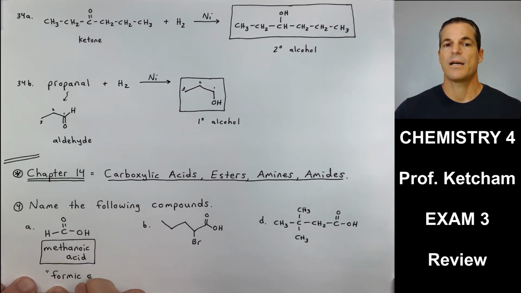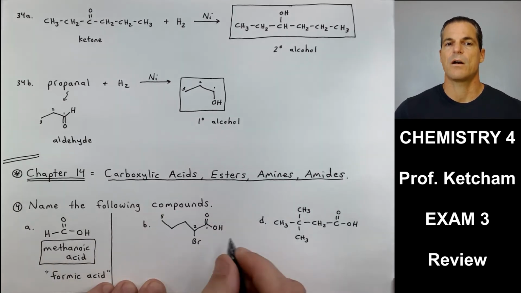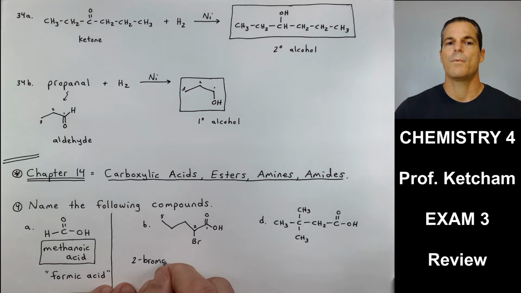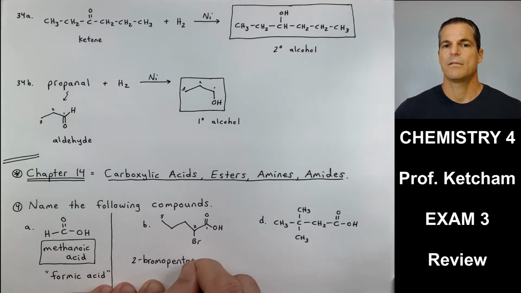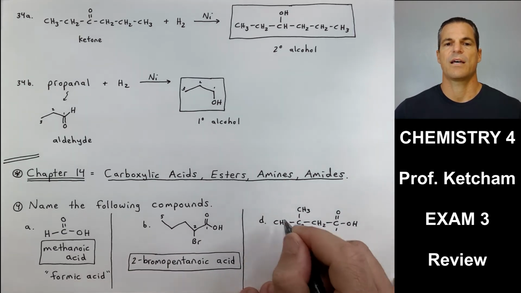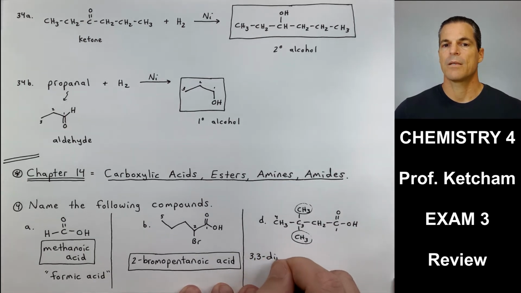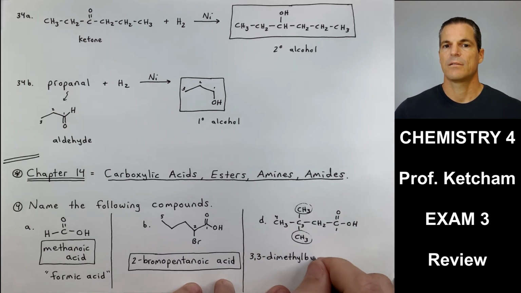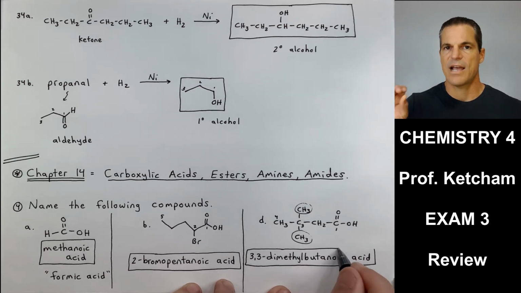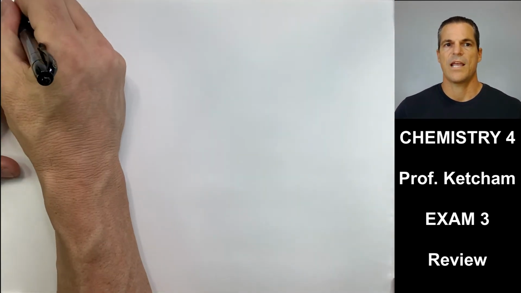In B, I do see the C double bond O OH. That's a carboxylic acid, 5 carbons long. This is 2-bromo-pentanoic acid. In D, I see the carboxylic acid. Carboxylic acids are always on the end as well, just like aldehydes. This would be 3,3-dimethyl butanoic acid. So carboxylic acids are always found on the last carbon, just like aldehydes are. That's why we don't need to preface where it's located in the molecule.